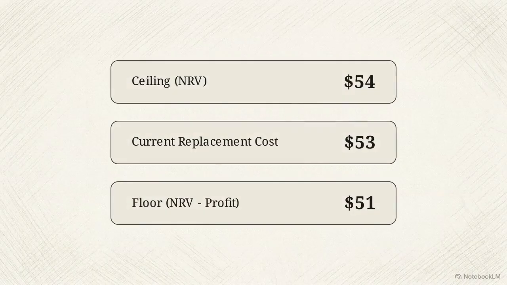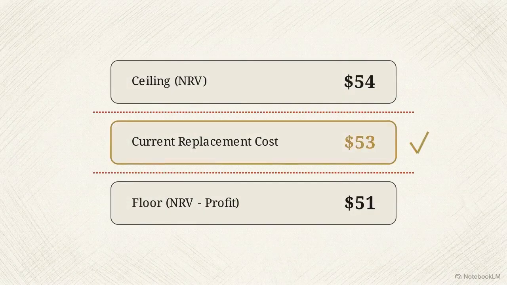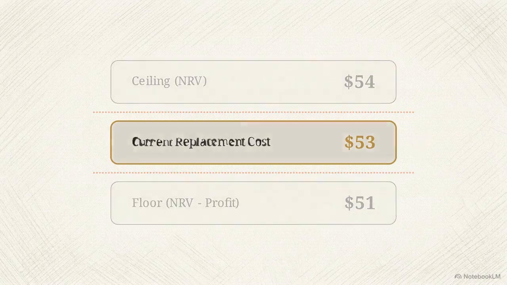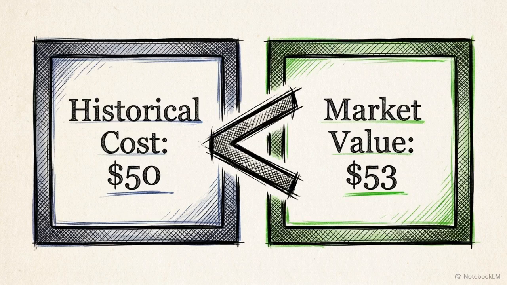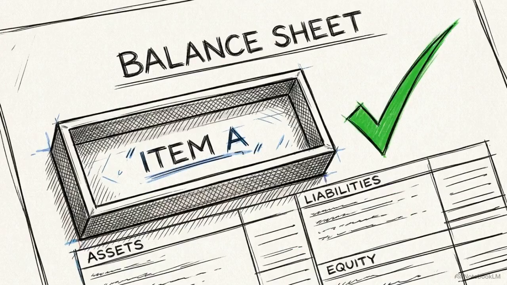Because 53 sits comfortably in the middle, it passes the boundary test and becomes our designated market amount. Finally, we compare this validated market utility of $53 against the original historical cost of $50. The historical cost is still lower than the current market utility. Therefore, the asset is not impaired. No write-down is necessary, and item A remains on the balance sheet at $50.